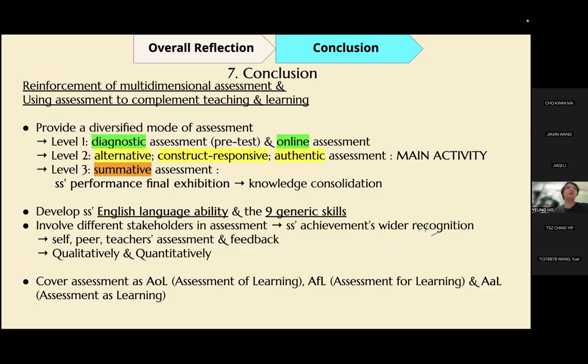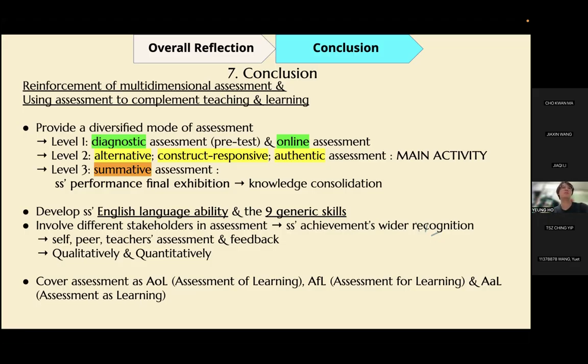So first of all, for the reinforcement of multi-dimensional assessment and using assessment to complement teaching and learning, we provide a diversified mode of assessment. Level 1 is the diagnostic assessment and online assessment. For level 2, we have alternative, constructive, responsive, and authentic assessment, which is our main activity. And level 3 is the summative assessment to evaluate the students' performance as a final exhibition to show their knowledge consolidation.